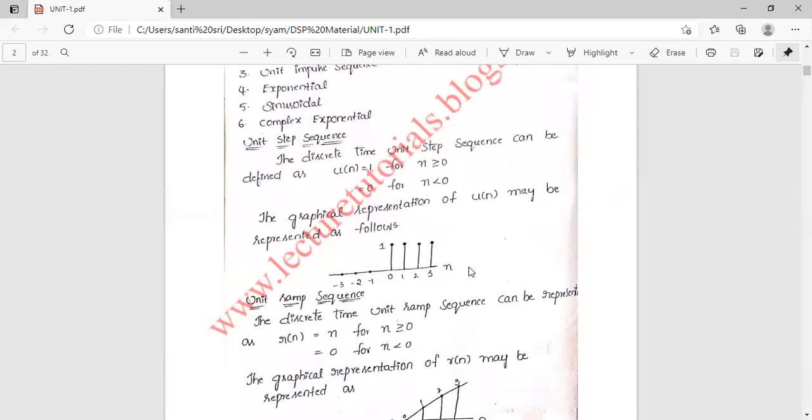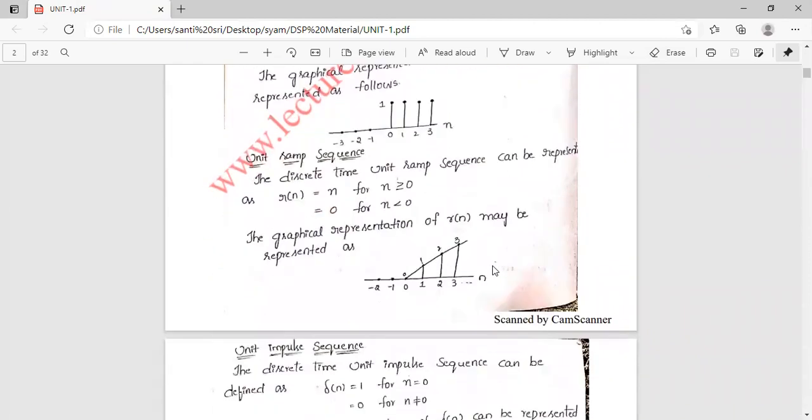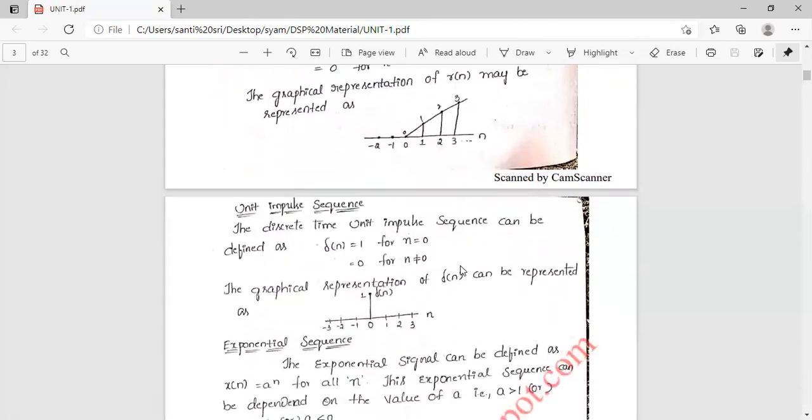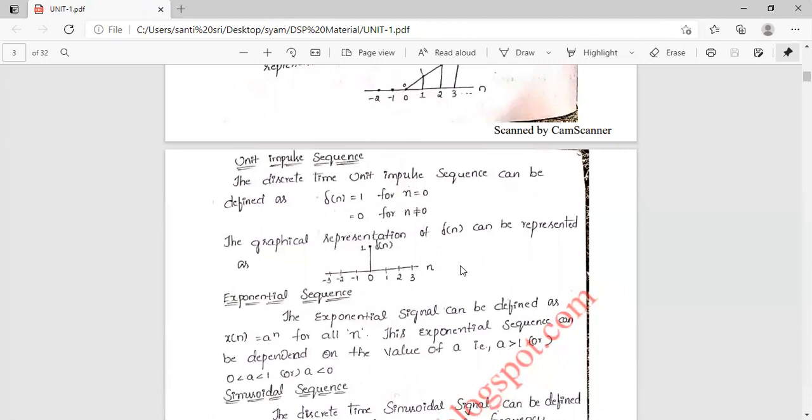And the unit ramp sequence is mathematically represented as r of n equal to n for n greater than or equal to 0, otherwise it is 0. So the graphical representation is like this. And the unit impulse sequence is like this. That is delta of n equal to 1 for n equal to 0. At n equal to 0 only, it is 1. Otherwise, for all other values of n, its value is 0. So it is represented like this.